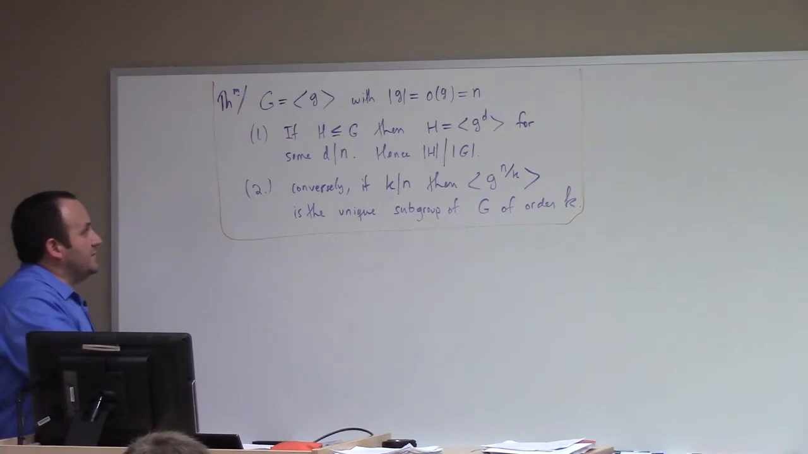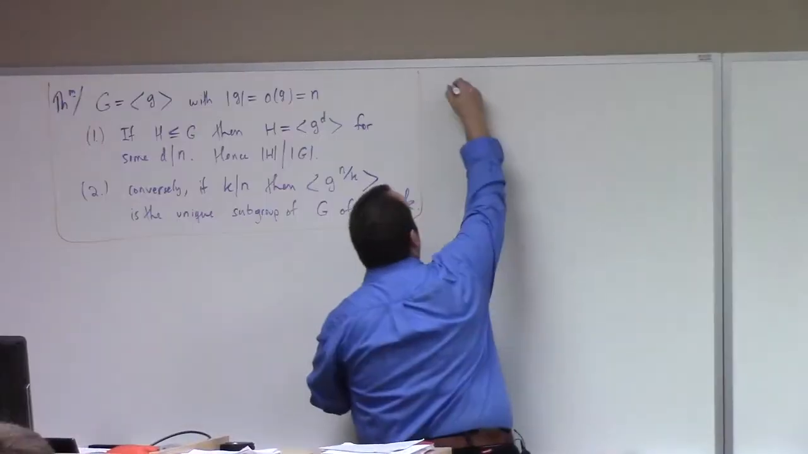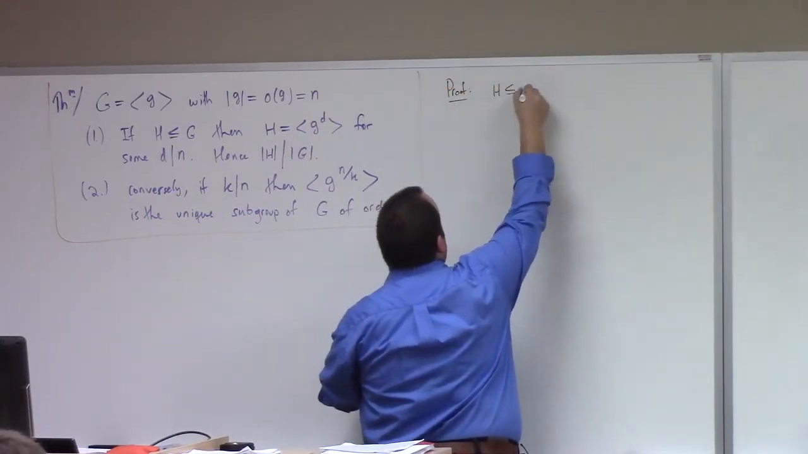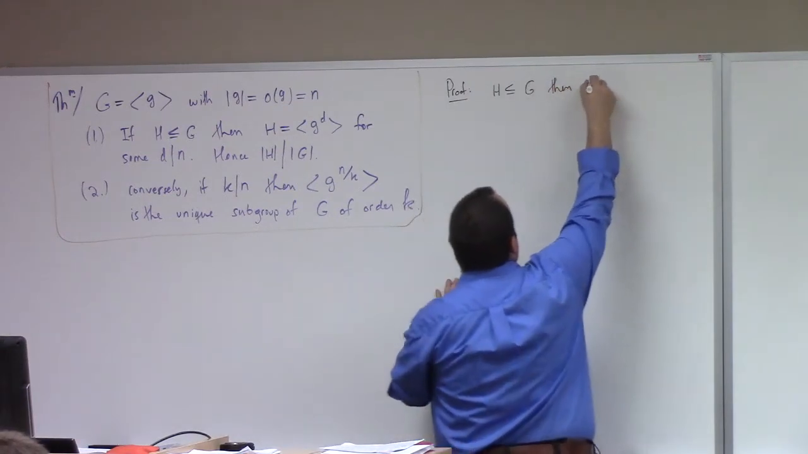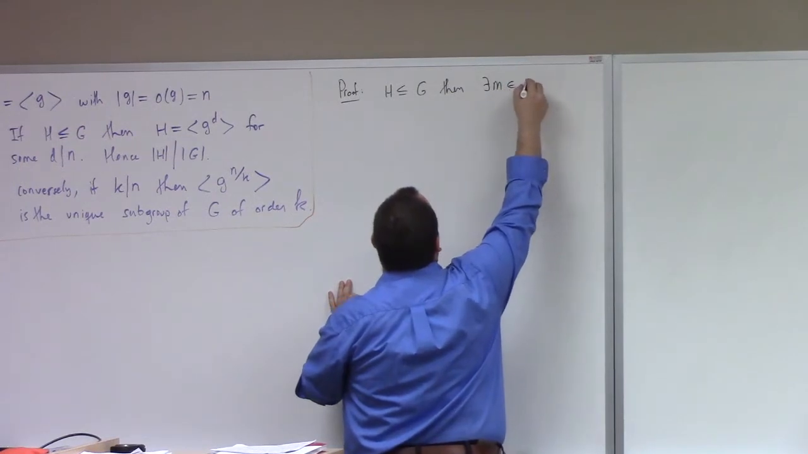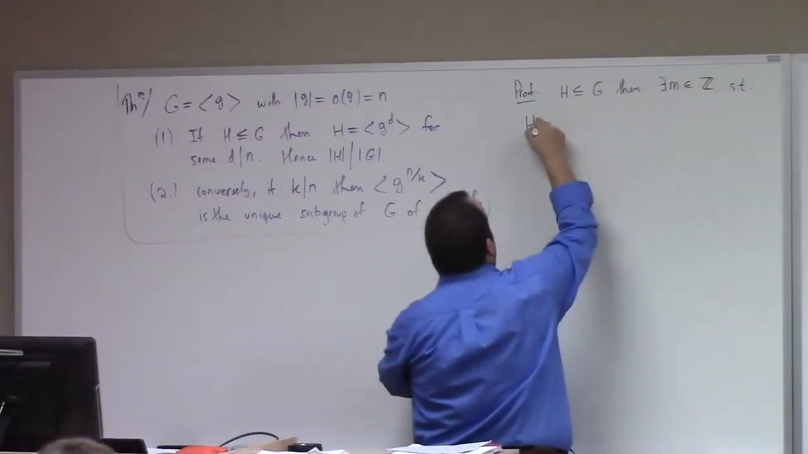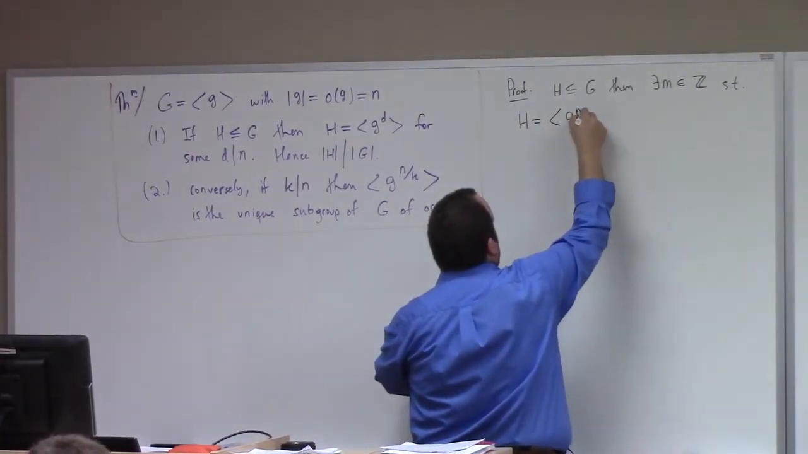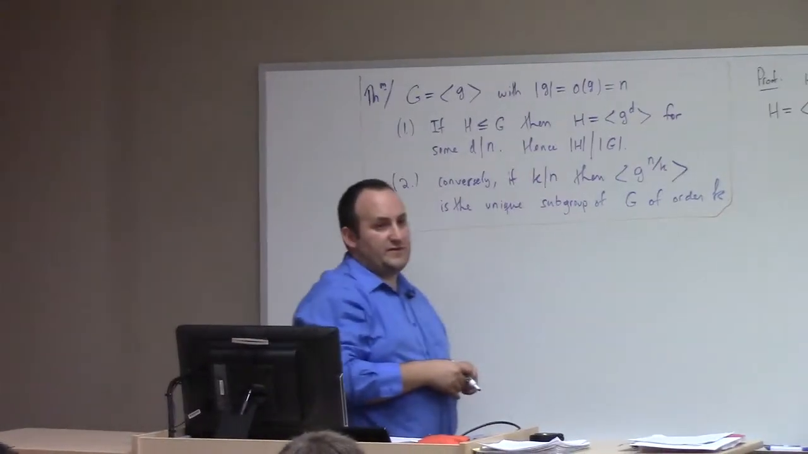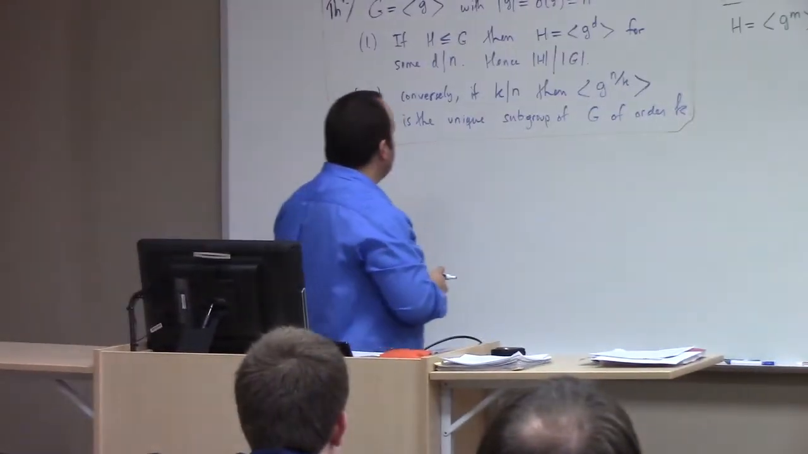We already have, so if H is a subgroup of G, let's prove one, right? If H is a subgroup of G, then there exists M in the integers such that what? H is equal to the cyclic group, it's a cyclic group, right? It's generated by G to the M for some M. This is a previous theorem. We proved every subgroup of a cyclic group is cyclic. So such an M exists.